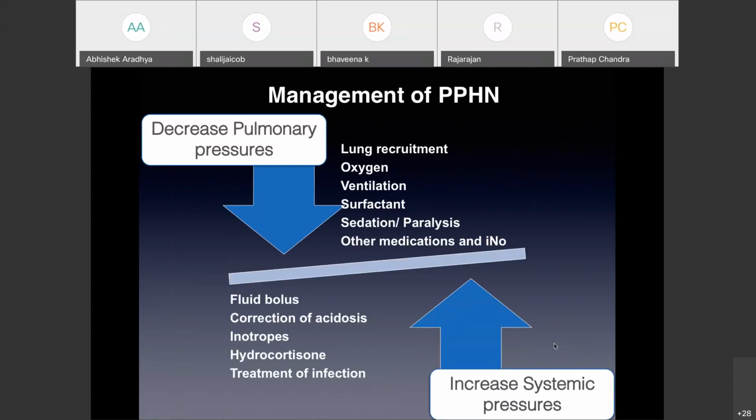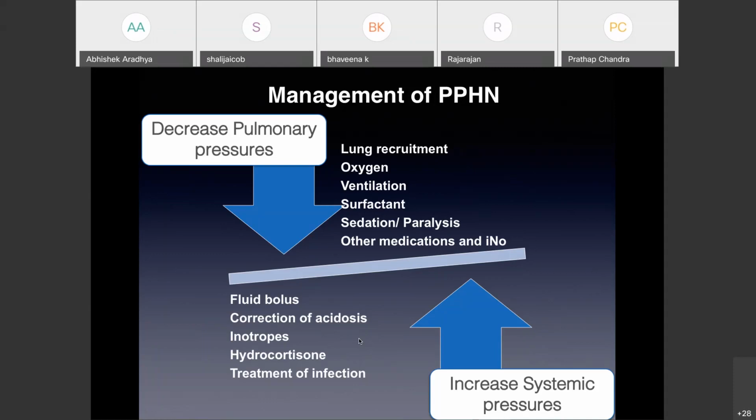So now, in order to increase your systemic pressures as well, you may need fluid boluses, especially if the baby has got sepsis, and correction of acidosis in cases of severe acidosis. Even when you use the inotropes, it doesn't work that well, right? So in an acidotic environment, inotropes like noradrenaline might not function that well. And in some cases you might have to use hydrocortisone also to improve your systemic blood pressures.